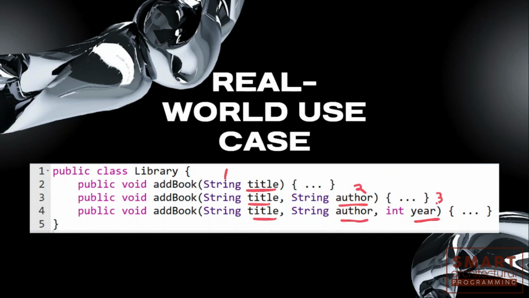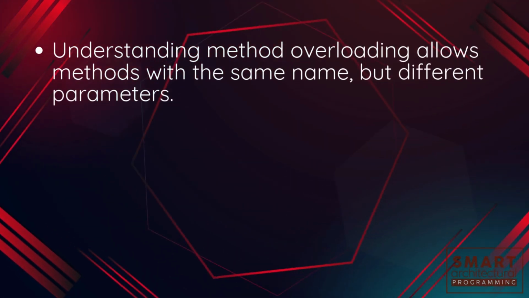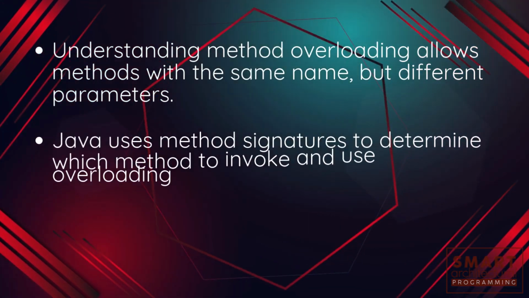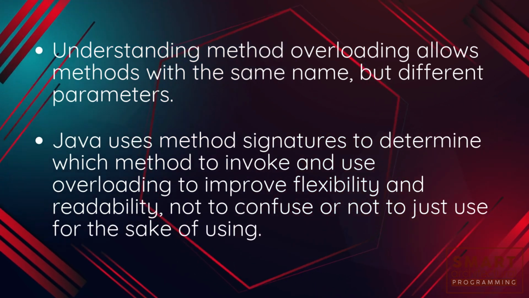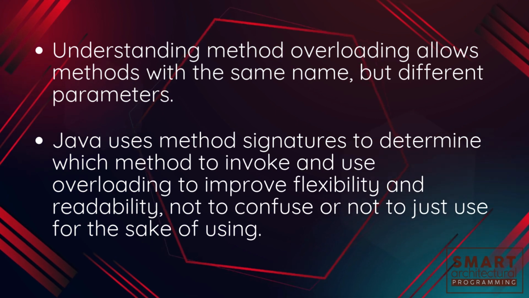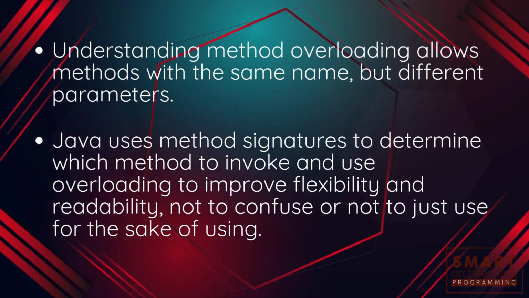So let's wrap it up with a quick recap and key takeaways from this video. Method overloading allows methods with the same name but different parameters. Java uses method signatures to determine which method to invoke, and you use overloading to improve flexibility and readability, not to confuse or just for the sake of using it.